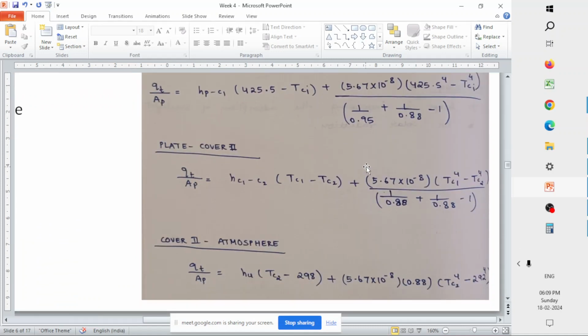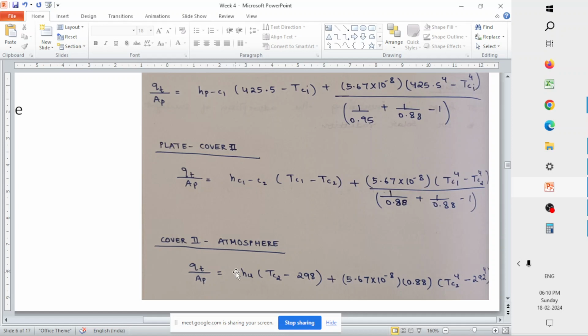Now after the cover 2, what you have is the atmosphere. You can always take it in the reverse way also, because the solar radiation is falling on the glass cover 2 first, then cover 1, and then the absorber plate, so it's just that the order changes. So here the value of QT by AP is nothing but HU, the heat transfer coefficient between your cover 2 and atmosphere.